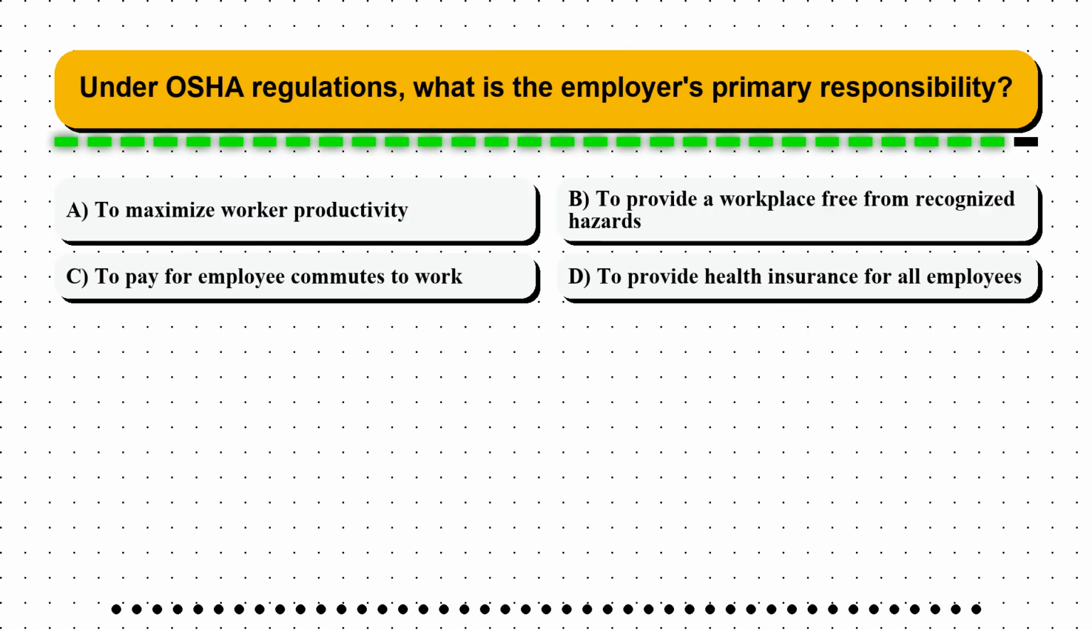Question 5. Under OSHA regulations, what is the employer's primary responsibility? Option A, to maximize worker productivity. Option B, to provide a workplace free from recognized hazards. Option C, to pay for employee commutes to work. Option D, to provide health insurance for all employees.